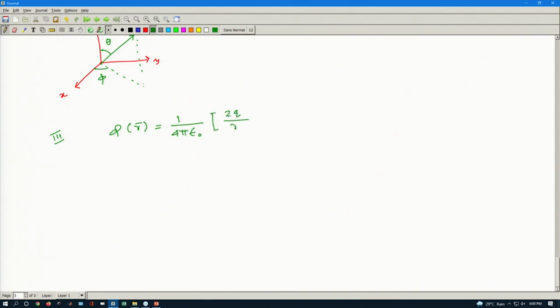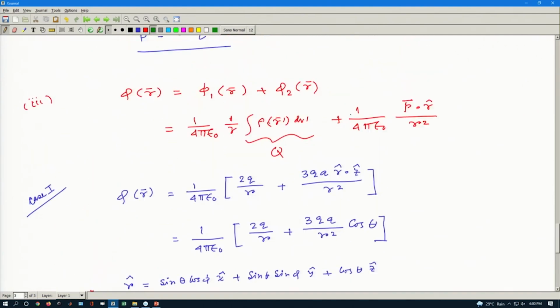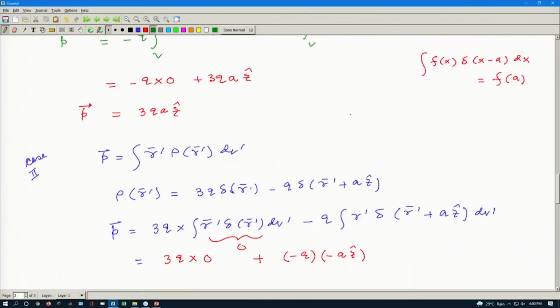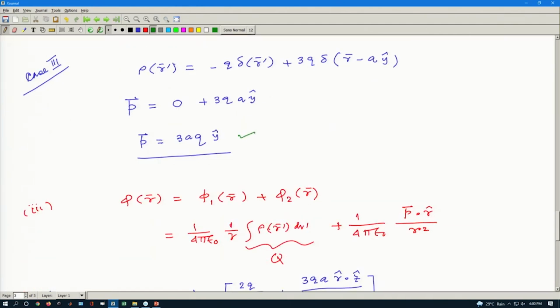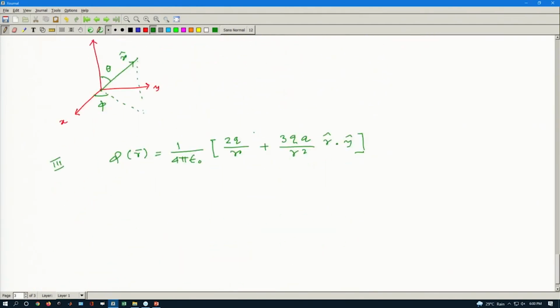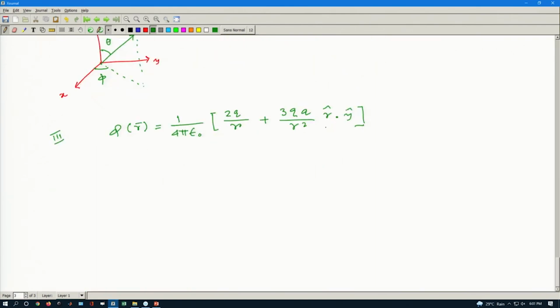Monopole contribution is simple, but the dipole contribution should be 3qa that we figured out divided by r square, and then I should have r dot y, because it is along the y direction, if you remember, for case 3. For case 3, if I check, it is along the y direction, this one. Okay. So now r dot y, when you calculate, should not be cos theta, everything else will be the same.